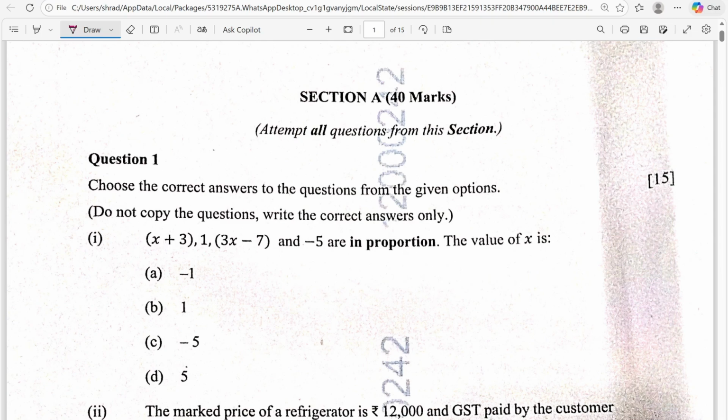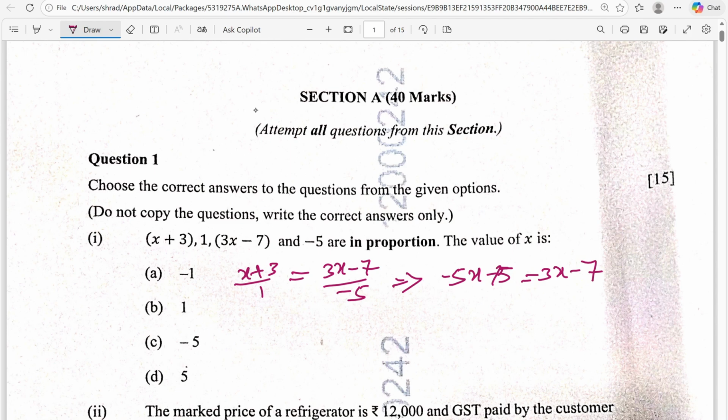This is in proportion, so a by b equal to c by d, that is equal to x plus 3. A by b equal to c by d, that is your 3x minus 7 by minus 5. This is your minus 5x minus 15. Minus 5x minus 15 equal to 3x minus 7.